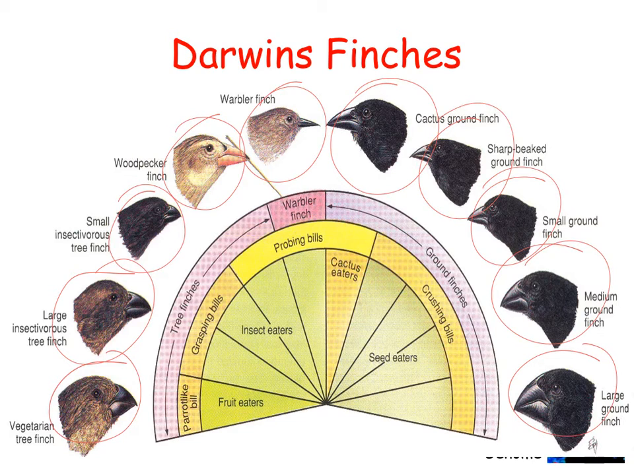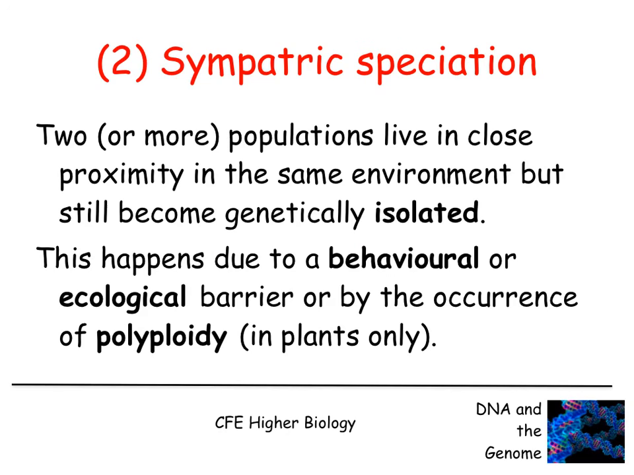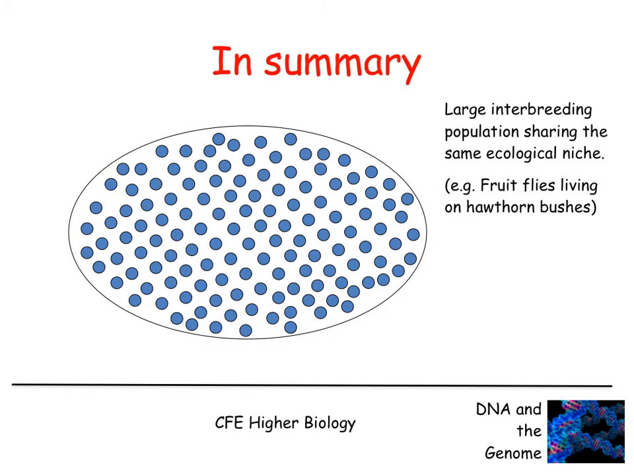So I mentioned there sympatric speciation. Now, sympatric speciation is when you've got two or more populations living in close proximity in the same environment, but they become in some ways genetically isolated. And this happens due to some behavioural or ecological barrier, or by the occurrence of polyploidy, for example, in plants. We'll look at this in a kind of summary.